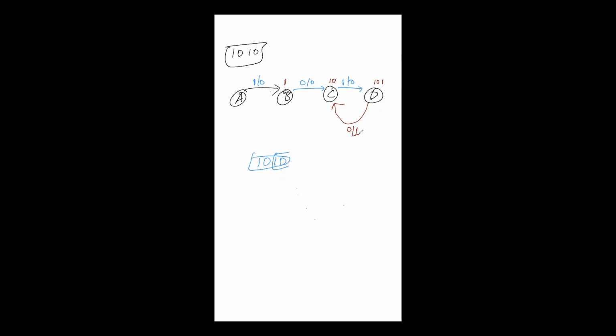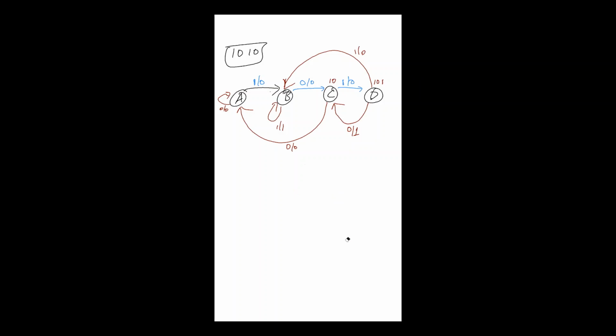Now we will consider the other case also. If you're getting 0 as your input, it will remain at B. If you're getting 1 as your input, it will remain here. If you're getting 0 at C, it will go to A, right? 0 as your input and 0 as your output. And if you're at D, that means you have detected 1 0 1, and if you are getting 1, you can move to B. Right? So this is the state diagram.